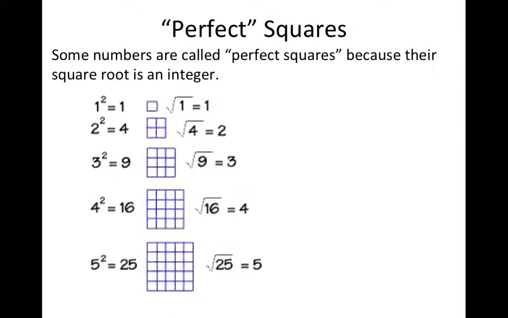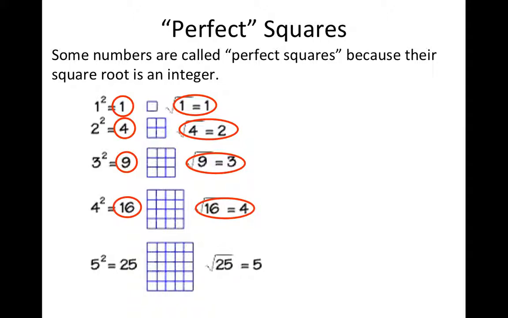Okay. And some numbers are called perfect squares because their square root is an integer. So 1 is a perfect square because the square root of 1 equals 1. 4 is a perfect square because 2 times 2 equals 4, or the square root of 4 equals 2. 9 is a perfect square because the square root of 9 equals 3. 16 is also a perfect square because its square root is 4, and 25 is a perfect square because its square root is 5.